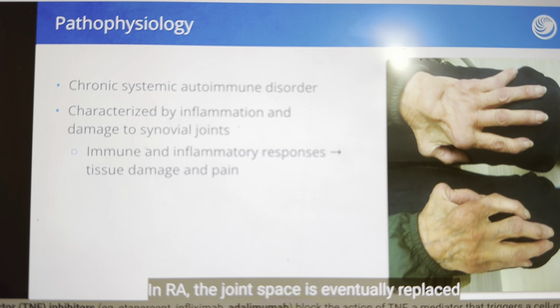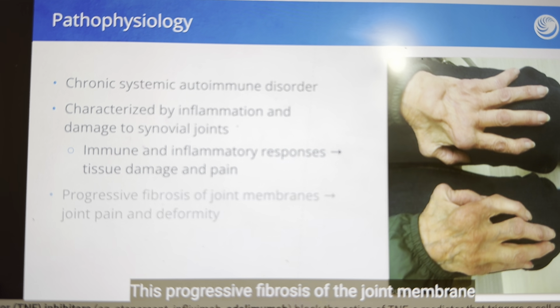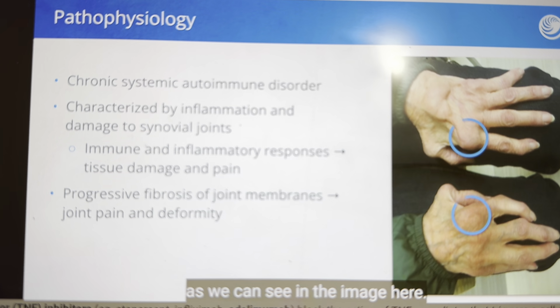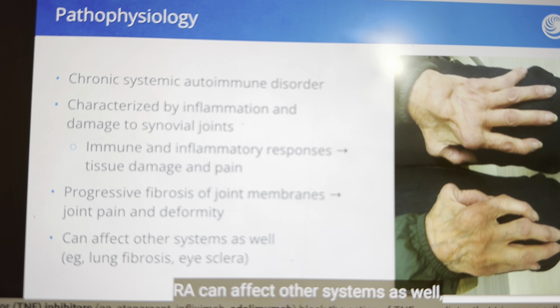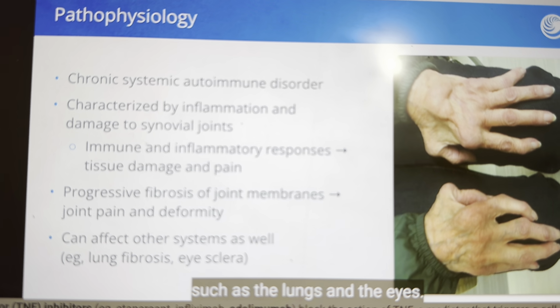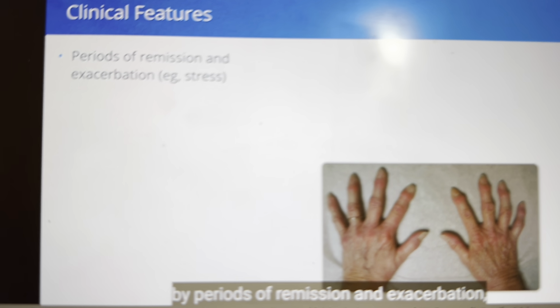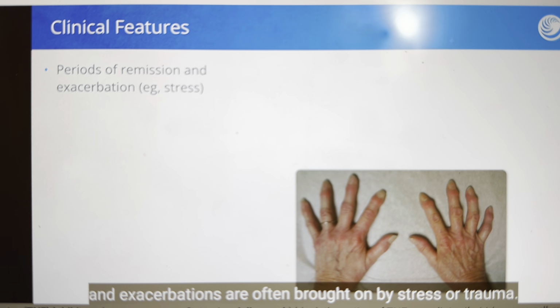In RA, the joint space is eventually replaced with granulation tissue. This progressive fibrosis of the joint membrane causes joint pain and deformity, as we can see in the image here. Because of this granulation tissue, RA can affect other systems as well, such as the lungs and the eyes. Like other autoimmune diseases, RA is characterized by periods of remission and exacerbations, which are often brought on by stress or trauma.